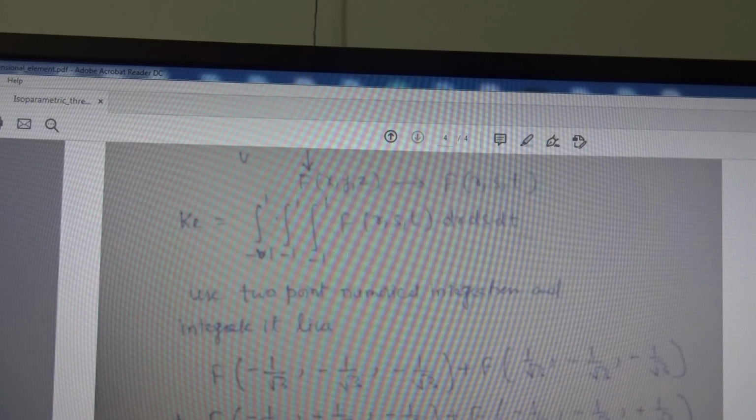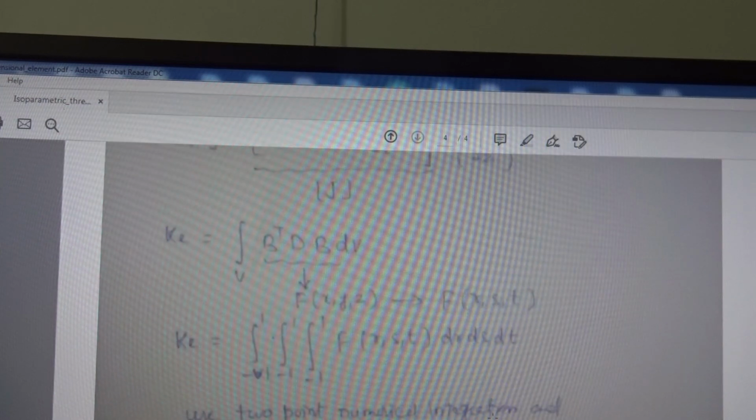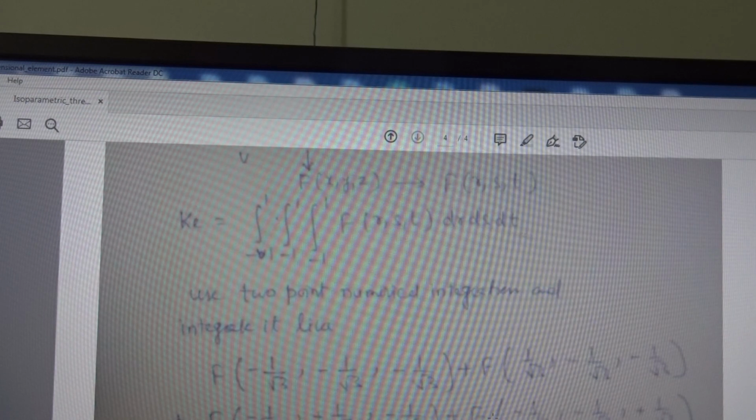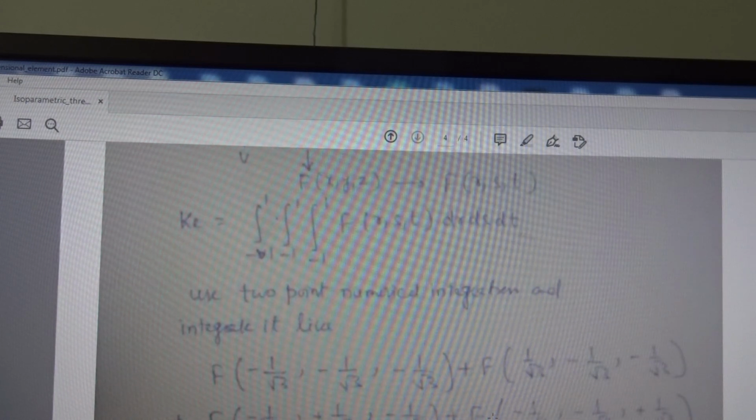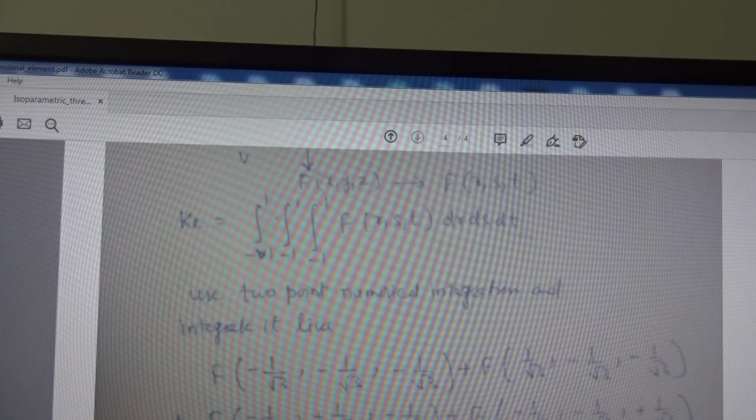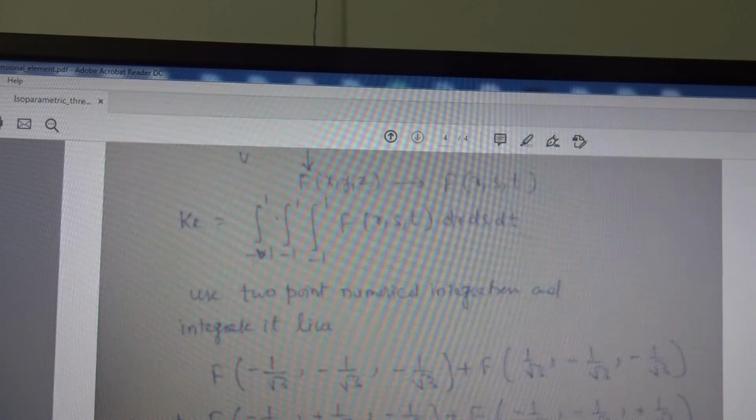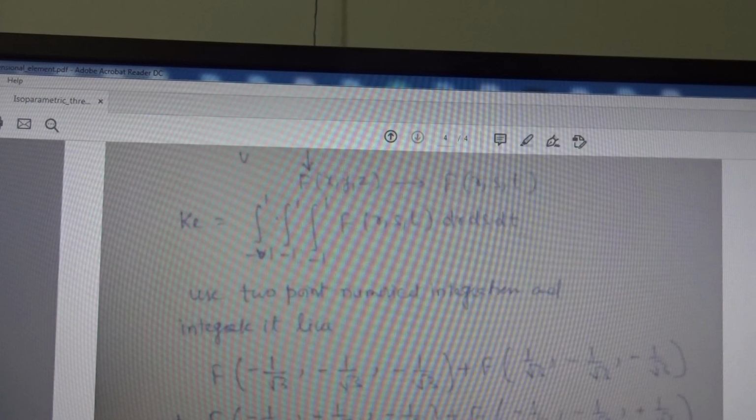In the next video I will start the mass matrix and dynamics of the finite element. In the next video I will explain the dynamics. First I will send a PDF and I will explain this PDF later.